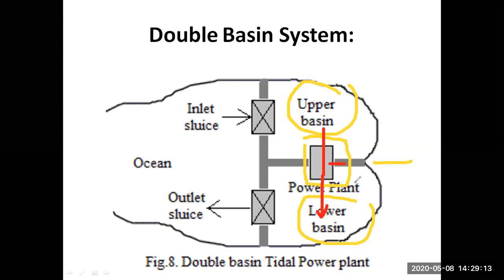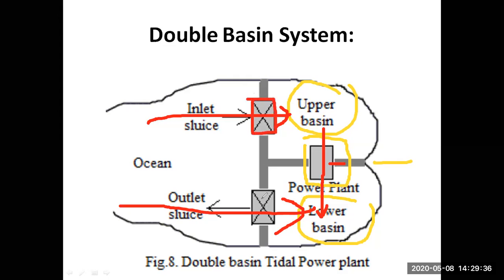Now see the connectivity of these two basins with the ocean. As you can see here, the connectivity of this upper basin and this lower basin is through a common barrage with sluice gates. This is a sluice gate for inlet and a sluice gate for outlet. So here is the provision of sluice gates to regulate the ocean water supply during the high tides and low tides. So now see the very simple procedure of how it works.